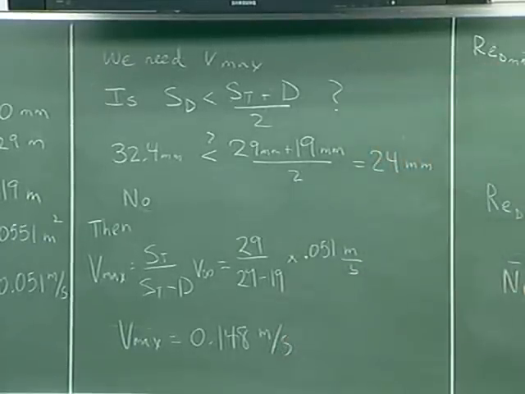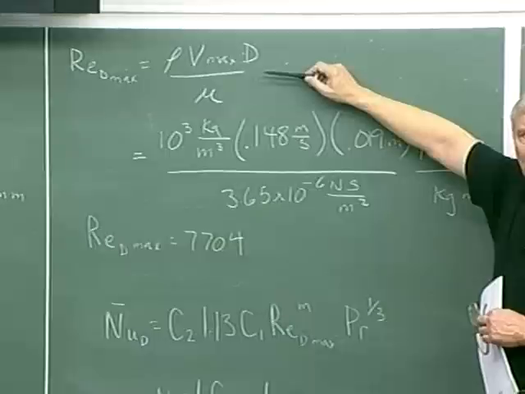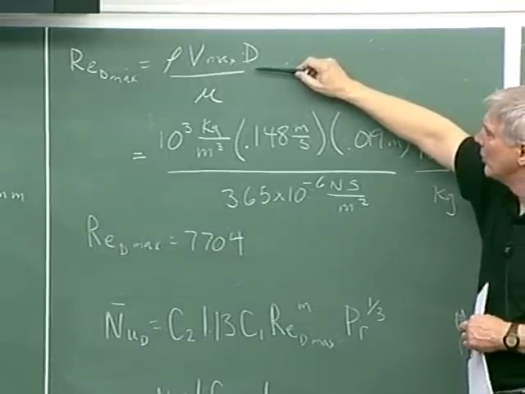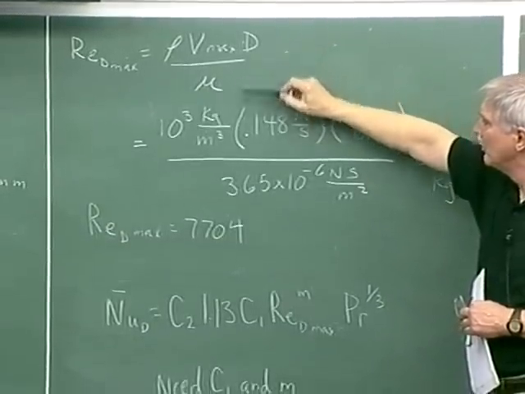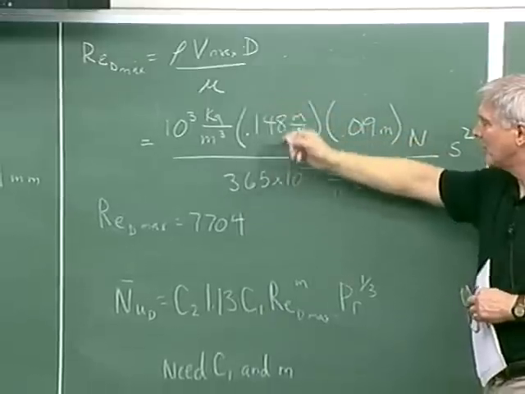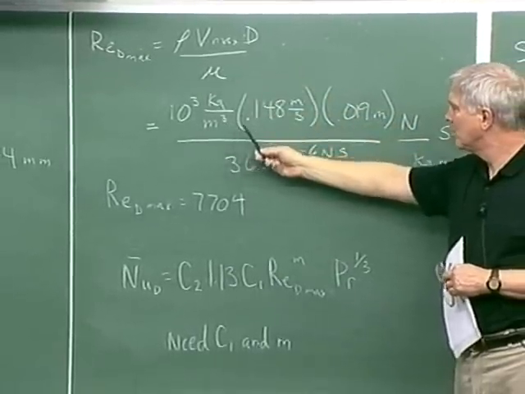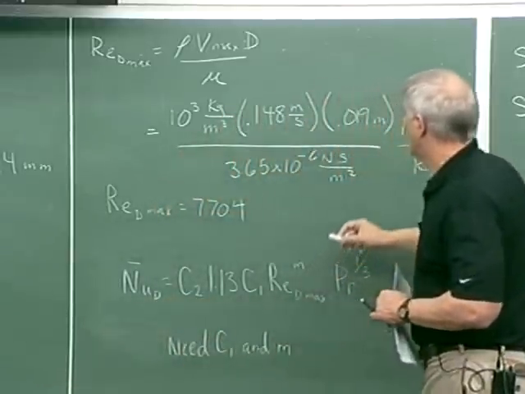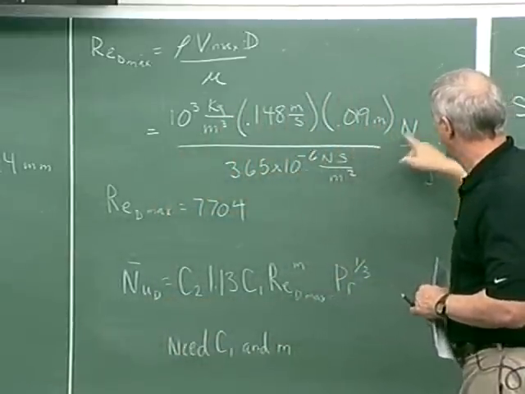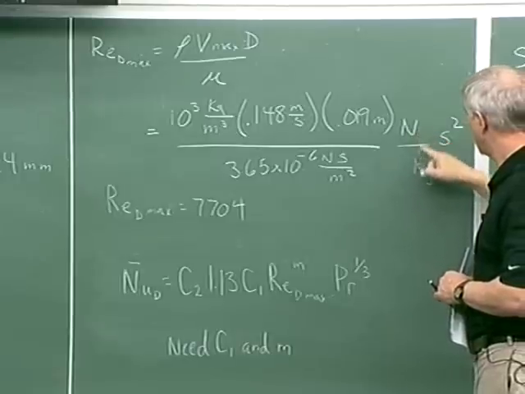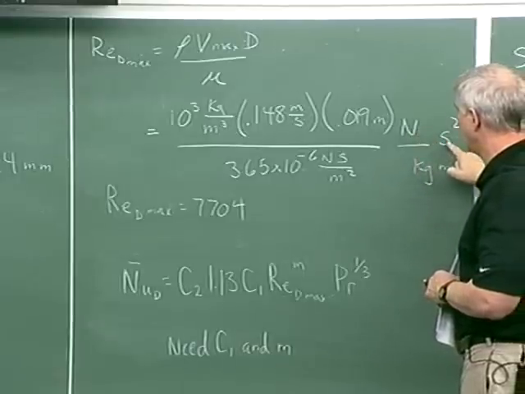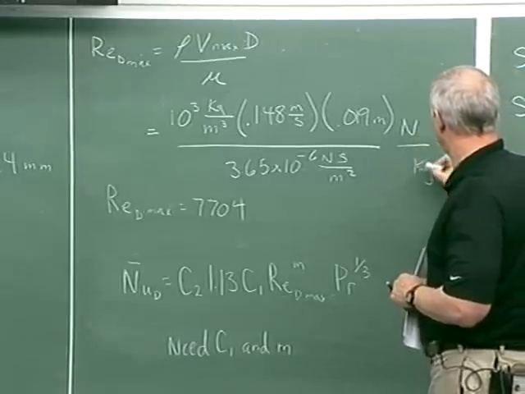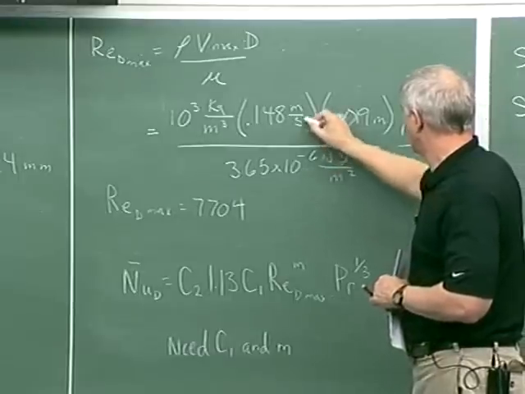All right, so now we can calculate the Reynolds number based on that maximum velocity. The Reynolds number is equal to rho Vmax D over mu. So we look up our properties for the viscosity, plug in our numbers, and we want to make the units cancel out. We have a Newton here, so we have to put in a unit fraction. A Newton is equal to kilogram meter per second squared. So the second squareds cancel out.